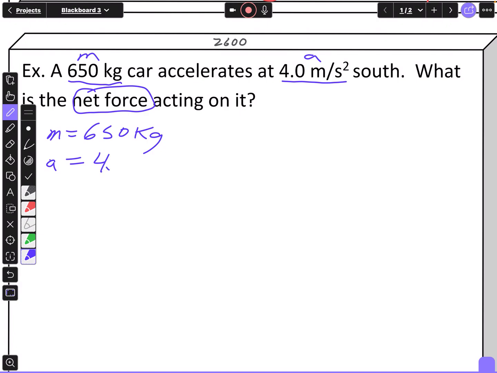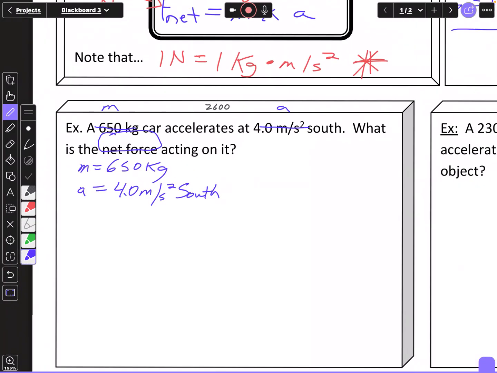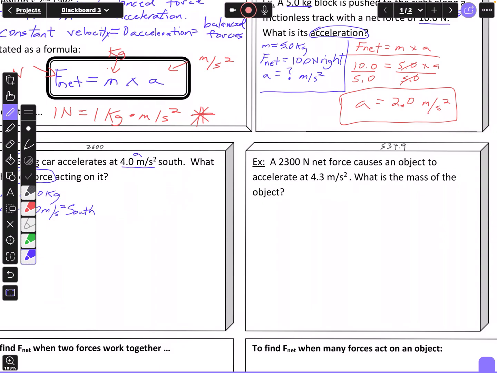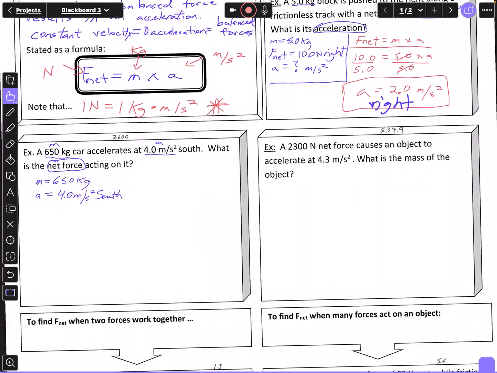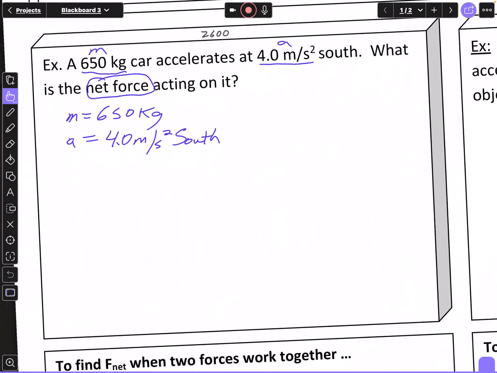Acceleration is 4.0 meters per second squared south. And I should have said in my answer for the last problem, going back just a second, 2.0 meters per second squared to the right. If it gives me a direction, I need to show that. Acceleration is a vector also, it has a direction. Alright, back to this one.